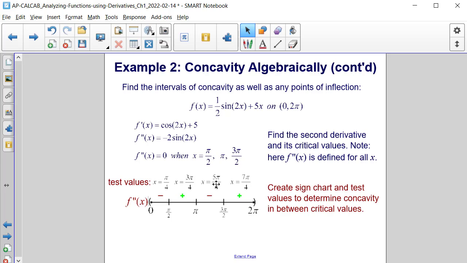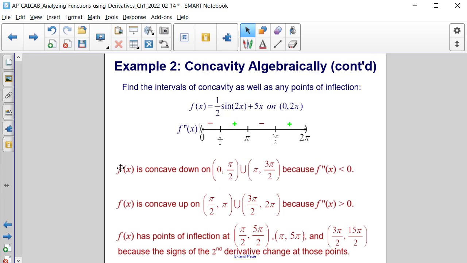And then for 5 pi over 4, if we substitute that in, 2 times 5 pi over 4 will give us 5 pi over 2, and the sine of that is the same as the sine of pi over 2, which is 1. And -2 times 1 is -2, so we have a negative sign here. And then when x is 7 pi over 4, 2 times 7 pi over 4 is 7 pi over 2. The sine of 7 pi over 2 is the same as the sine of 3 pi over 2 because it starts to repeat. It's going to be -1, and -1 times -2 is +2, so we have a positive concavity here.